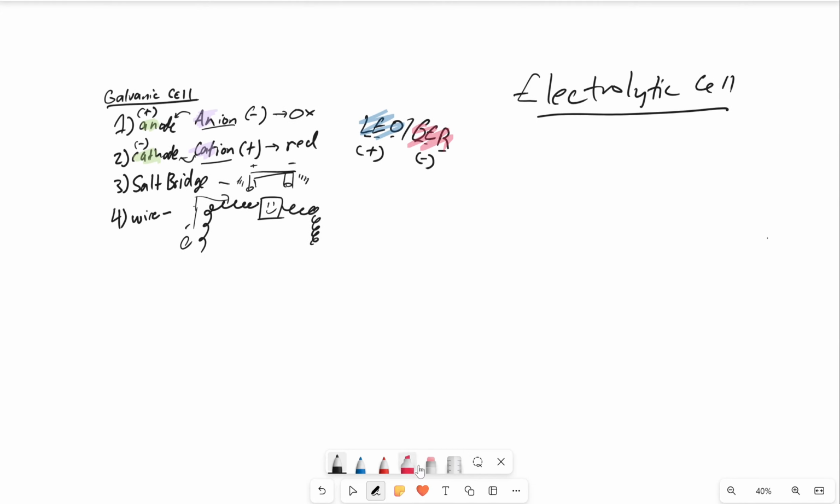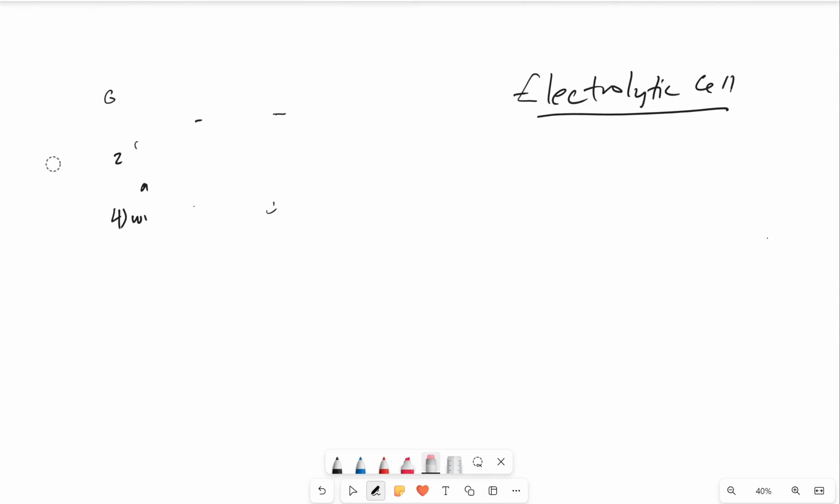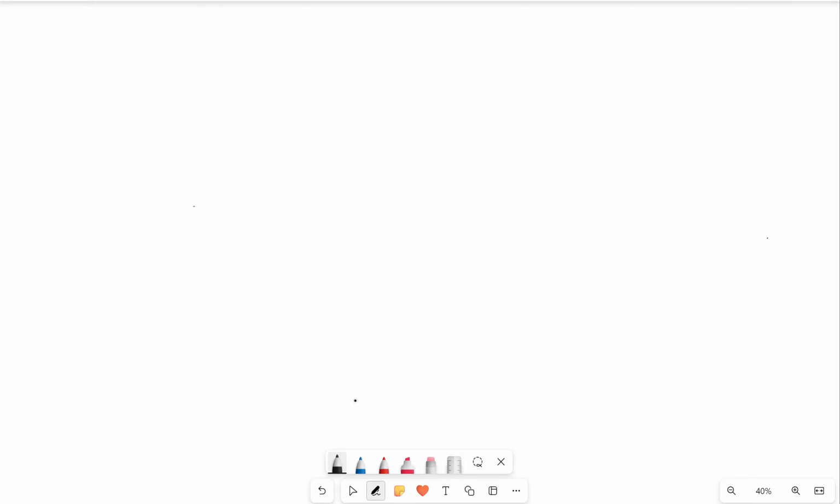Now let's move on to figuring out if we would make a good galvanic cell or a good electrolytic cell, right? Because I feel like we have to know how to use batteries and how to make batteries in case we're ever stuck in the desert.